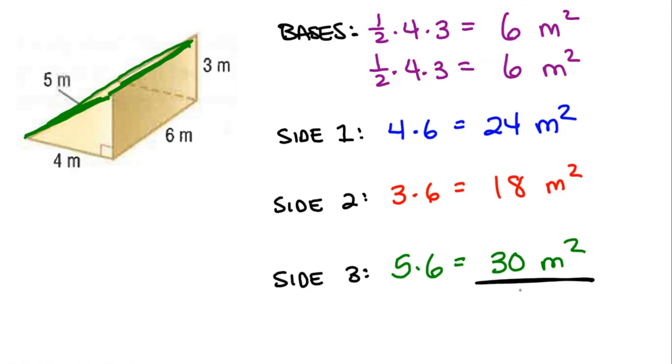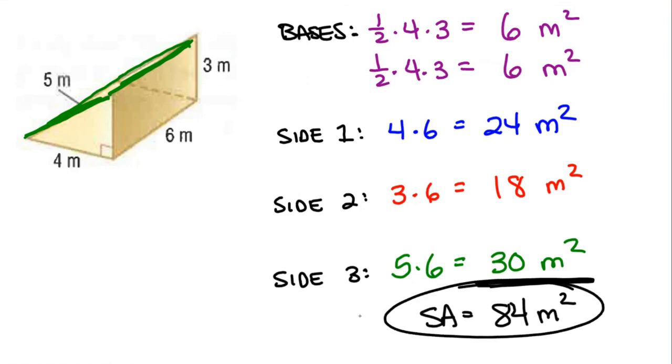And then again, talk to my friend Adam. We're going to add these up. And if I add all of these up, I get a surface area of 84 square meters. So you can see that it doesn't matter what type of prism I have. I'm using the same strategy. I'm listing all the faces, finding their individual areas, and then add them all up. Okay, if you stick to that plan, you'll be just fine finding surface area of prisms.